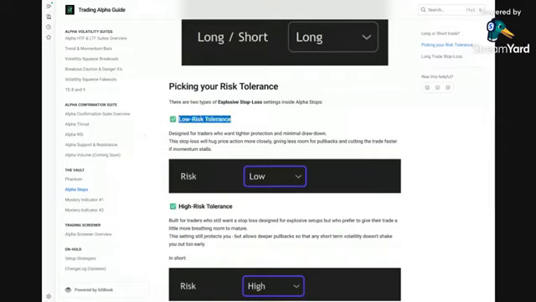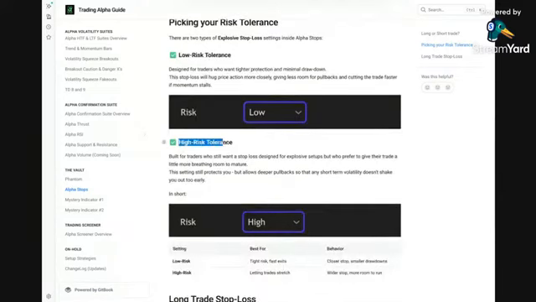For those of you that have a lower risk tolerance, the stop climbs closer to the price action, so you have less room for drawdowns. And you'll have a high risk tolerance. I kind of like this one myself. This is for those traders that don't mind a bigger drawdown to allow that trade to work out.